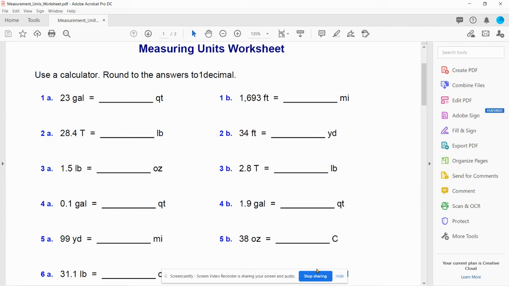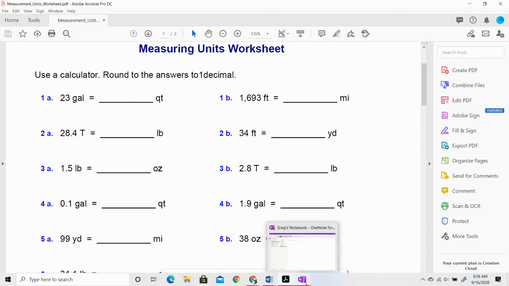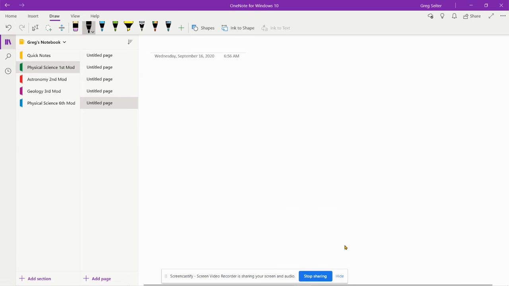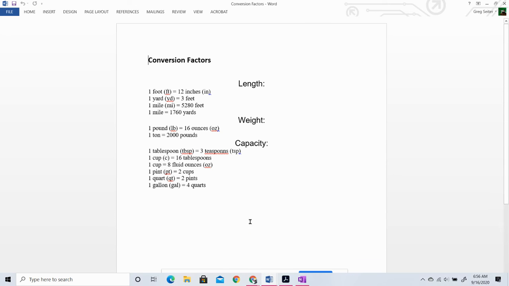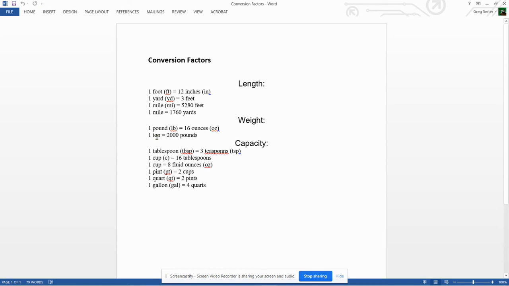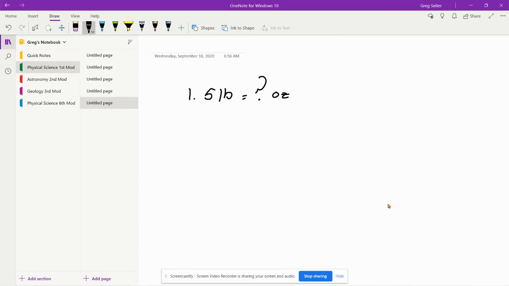1.5 pounds equals how many ounces? All right, so I already know that conversion, but in case you don't know it, let's look. Weight, 16 ounces in a pound. 16 ounces in 1 pound. We'll write that down. 16 ounces equals 1 pound. Going to come down here, make our fraction.